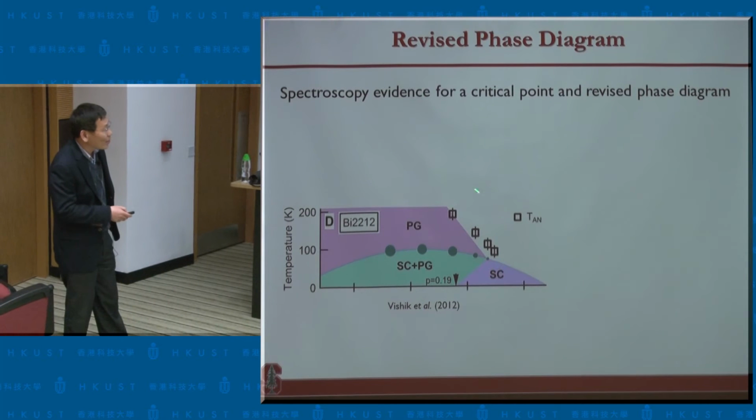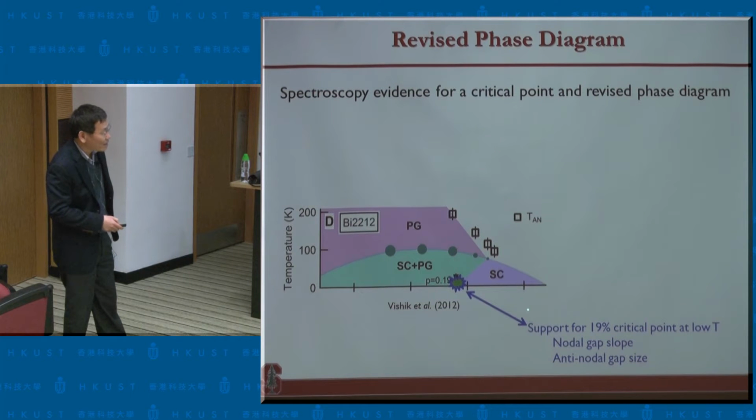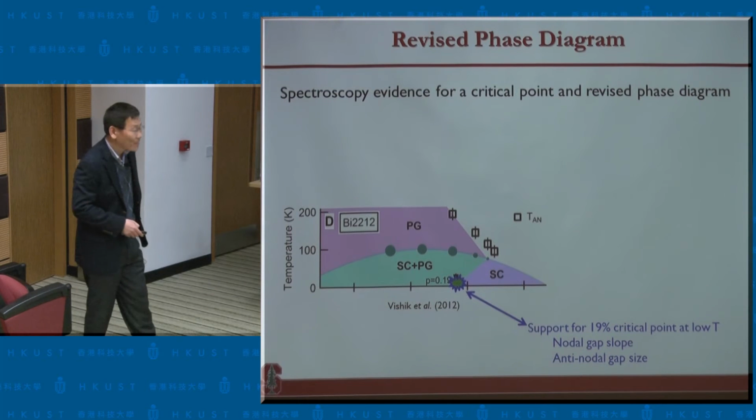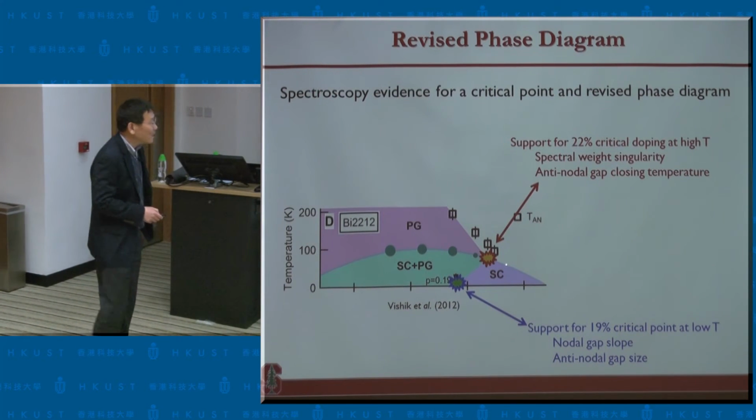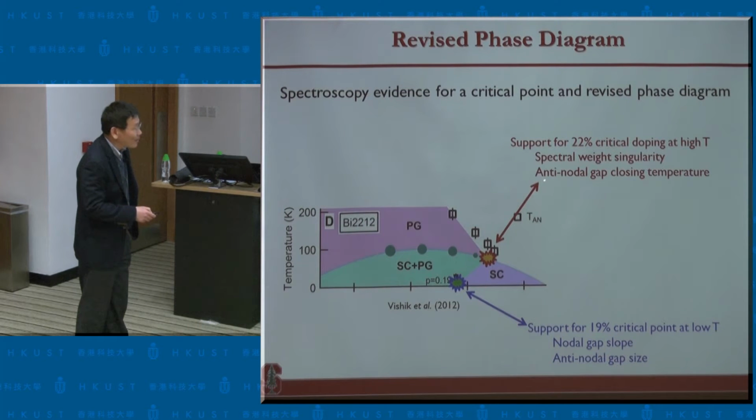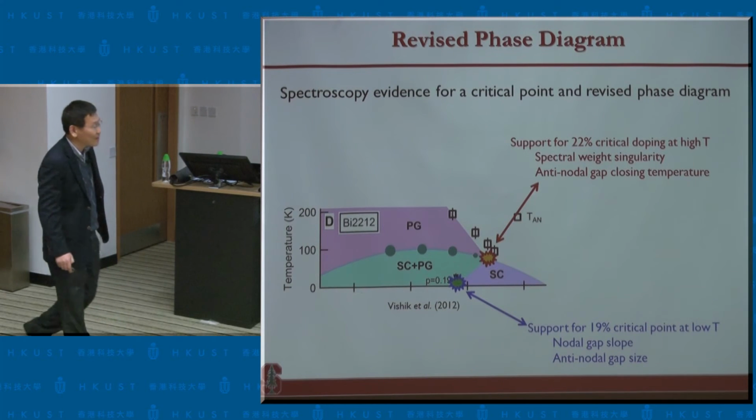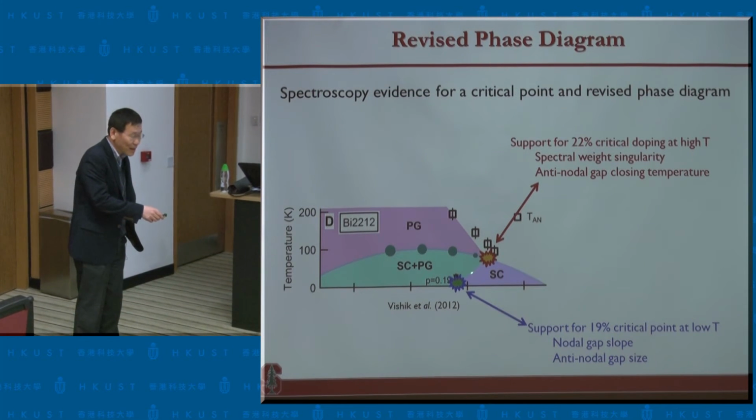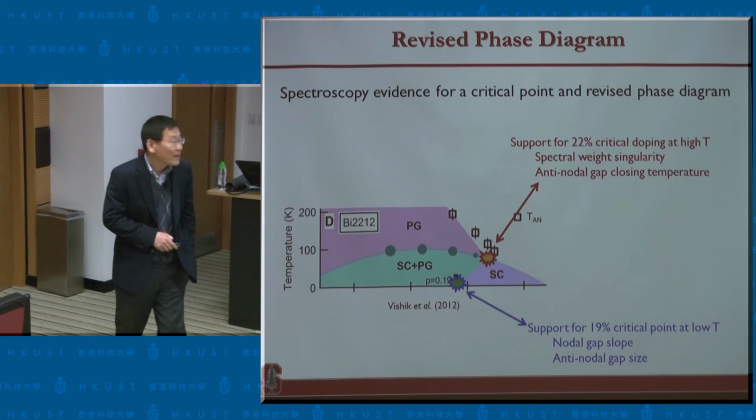If you put them together, you have a phase diagram. Looks like, in particular, you see this pair bending. And you can see that this critical point is coming from these two sets of data. One is the gap slope near the node, and one is the magnitude of the gap at the antinode. It's doping dependent. All suggests something special about this doping. On the other hand, this point is coming from both the antinode gap closing temperature as well as the magnitude of the spectral weight singularity. Okay. The details of exact number doesn't matter. I think the key is there is this reentrance type of behavior in the phase diagram.